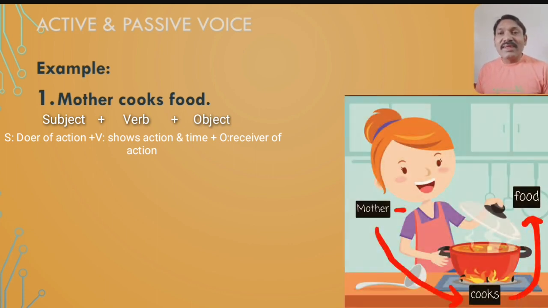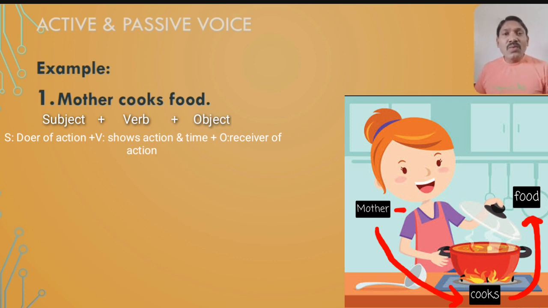Now in this sentence we can see: mother cooks food. Here in this sentence the action is done by mother. Okay, and the doer of action is called the subject. So here in this sentence mother is the subject. Okay, what kind of action is being done here? You can text your answer in the comment section. So the action of cooking is done here. So cook is the verb here.